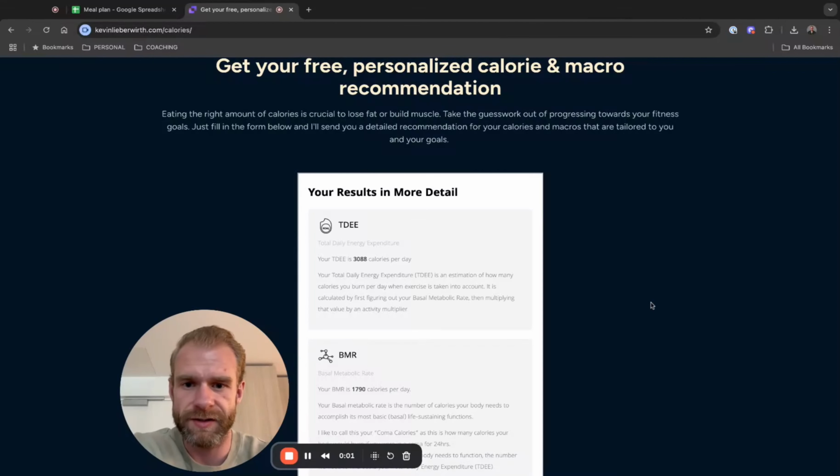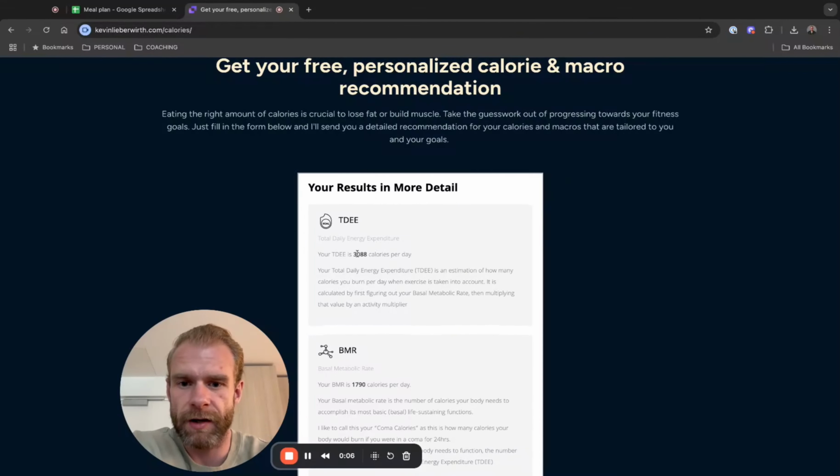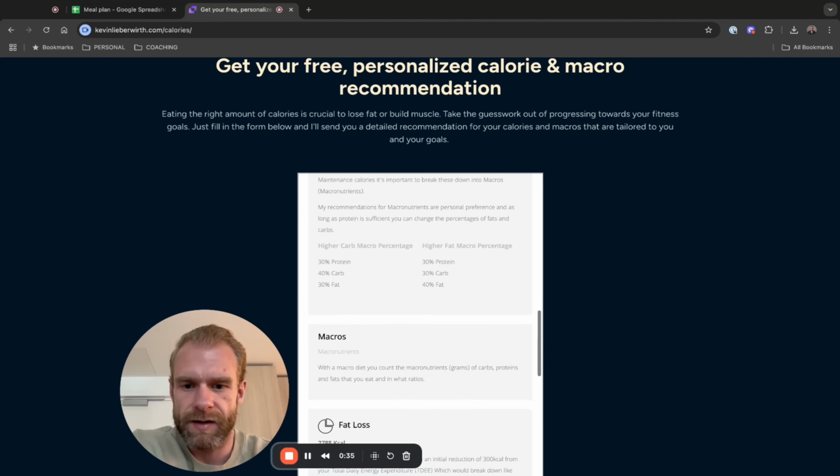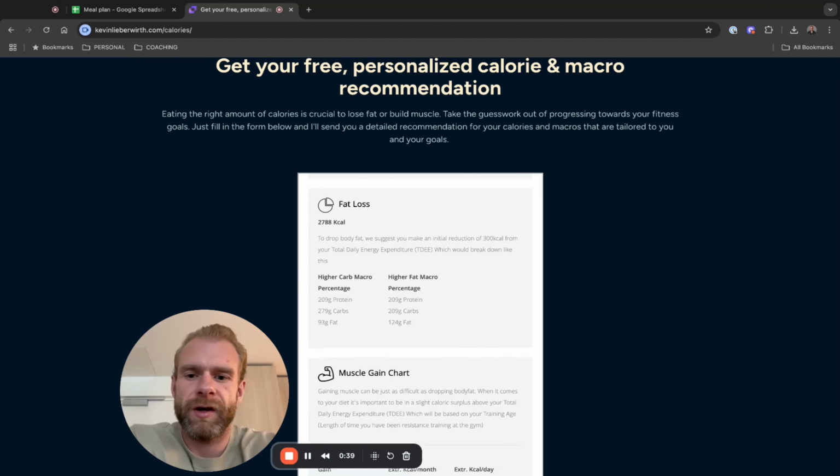I've just filled in my details here, and this is the result you're going to get. You'll see your maintenance calories, or in other words, your TDEE, your total daily energy expenditure, which is for me 3088 calories, which seems accurate enough. And when you scroll down, you will see that my calorie target for fat loss is 2,788. That's about a 300 calorie deficit, which is quite a conservative deficit.